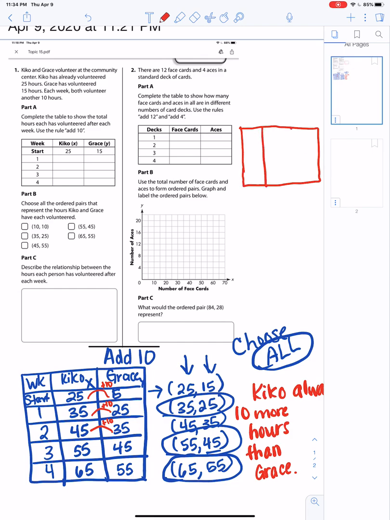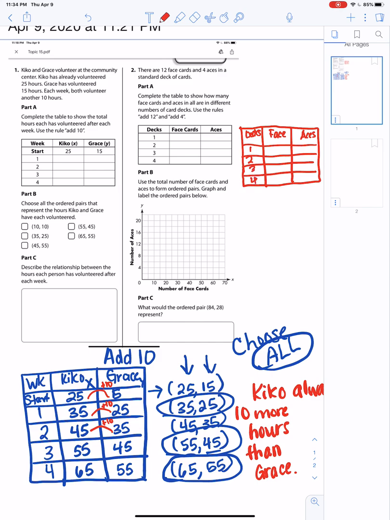I'm going to divide it into 3 columns. This is going to be my decks. This is going to be my face cards. This is going to be my aces. And then I'm going to divide it into 4 rows. For 4 decks. 1, 2, 3, and 4. I'm doing this just like I want you to do this on your scratch paper.